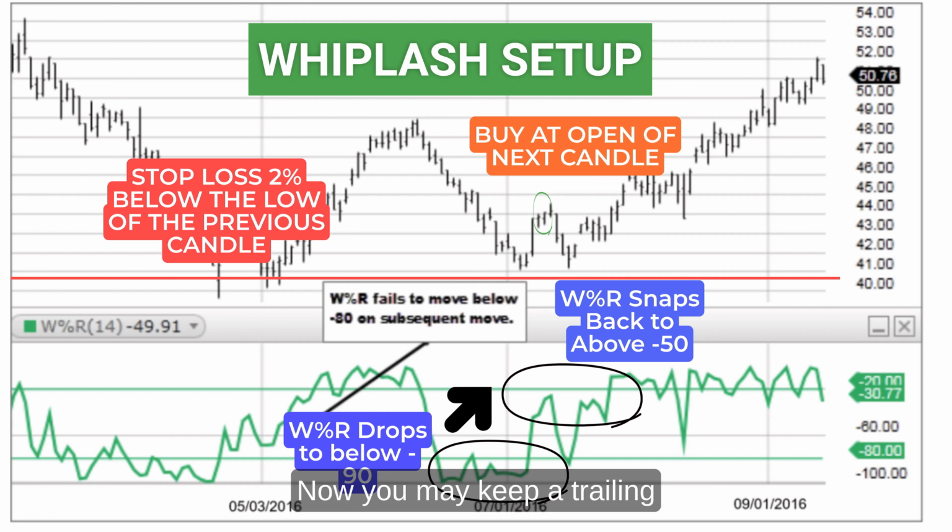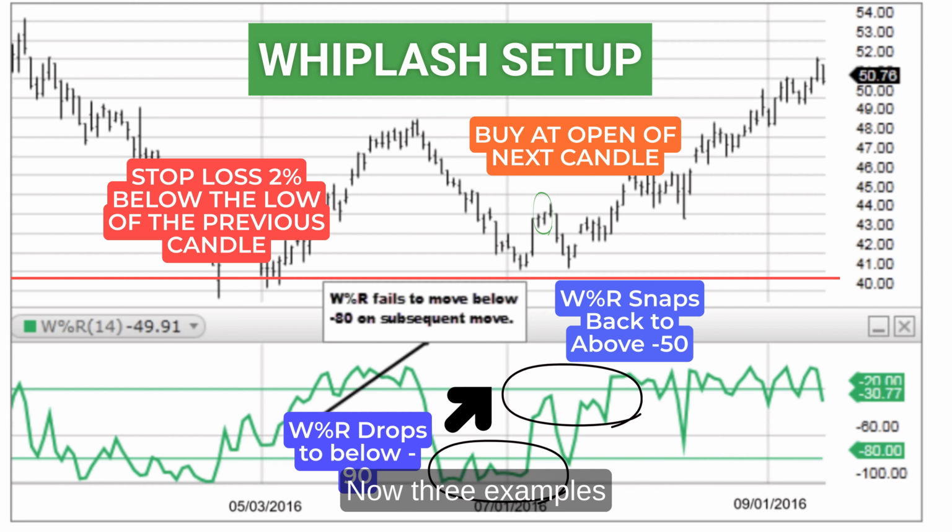Now, you may keep a trailing stop loss based on ATR as per your comfort level in order to get a profit protection in case we do not meet the full target. For indices, the numbers will become a 1% stop loss and a 5% target, since 2% and 10% are very large numbers in the case of indices.